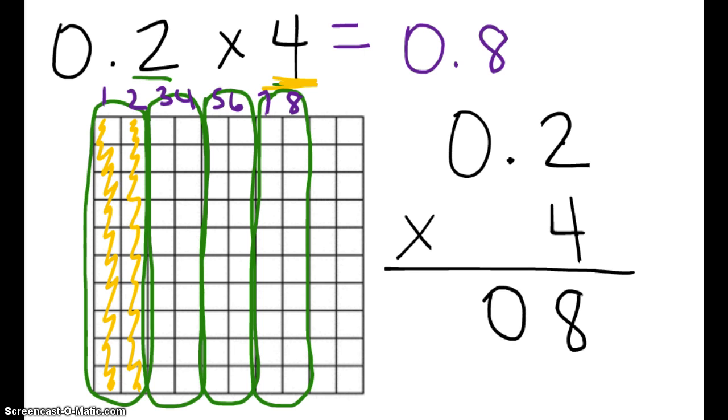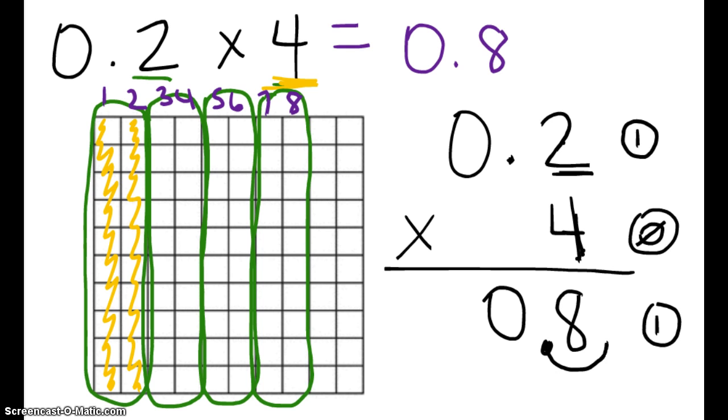Now, how do you know where the decimal point goes in your answer? What you're going to do is count up the number of places that you have behind your decimal point in your problem. So here I have one number behind my decimal. See how I have my decimal point here? I have one number behind my decimal point. And then on this one, I have 0 numbers behind my decimal point. So in my answer, I want one number behind my decimal point. So I'm going to start with it here, and I'm going to move it one space. So my answer is 8/10.